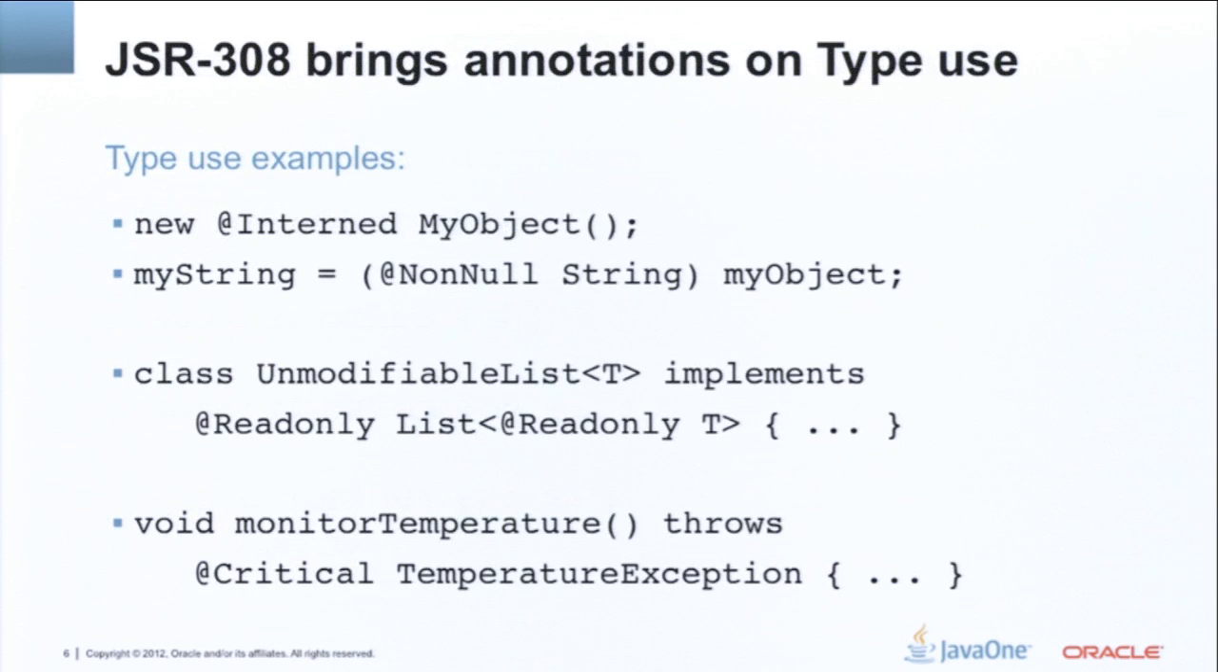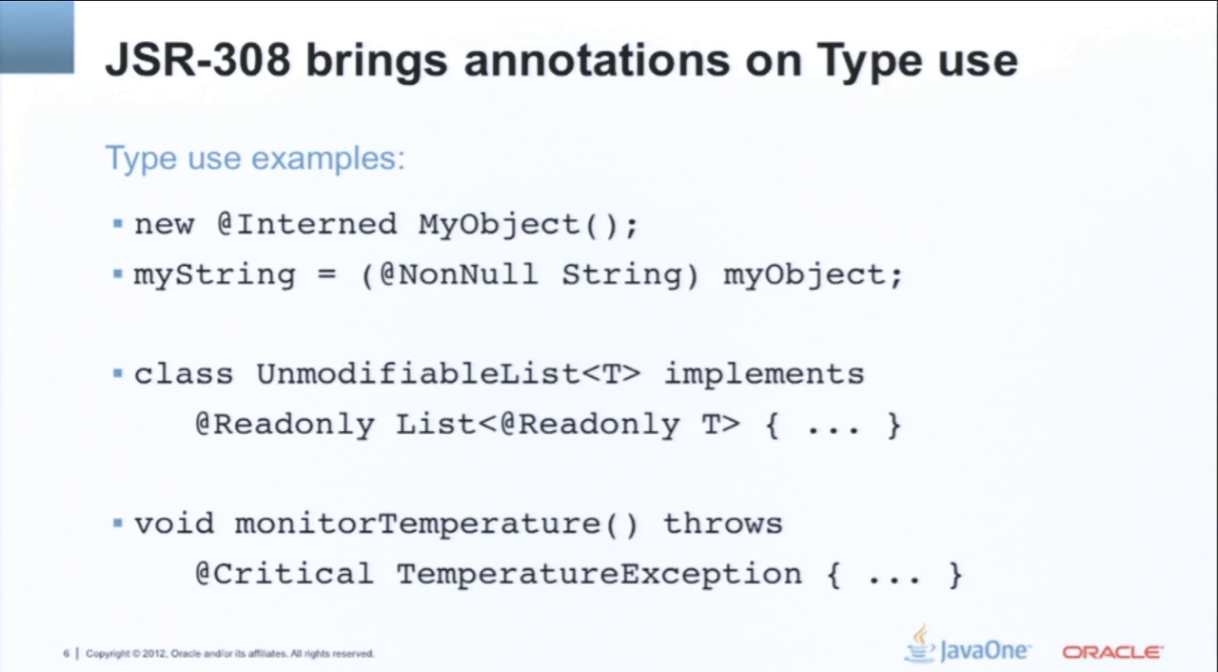But with 308, we also bring you the possibility to annotate type uses. This is something you haven't been able to do until today. And I've included some examples of type uses. For example, a constructor call. You see the MyObject, that's a type use. I'm not declaring the type MyObject, I'm using the type MyObject in a constructor call.